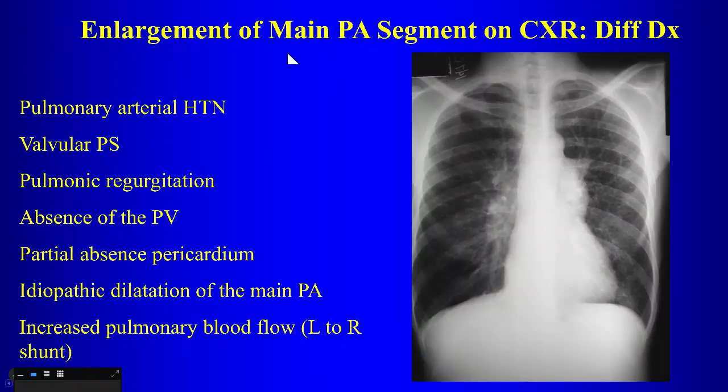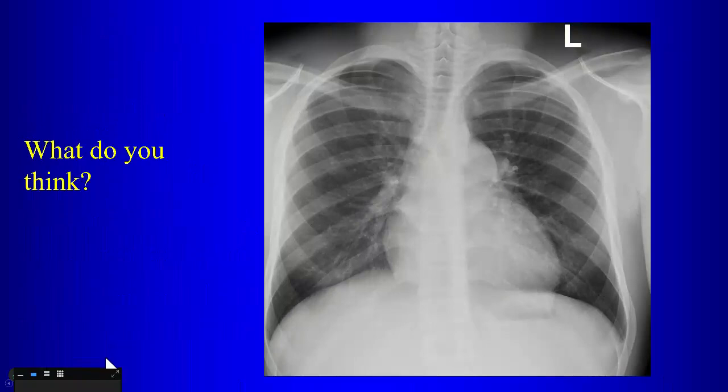The differential diagnosis for enlargement of the main pulmonary artery segment on chest radiograph. We've talked about pulmonary artery hypertension, but there are other things you might also want to consider. In this particular case, this patient has a dilated main pulmonary artery. Does this patient have pulmonary hypertension, or something else? Something else. What's the something else, and how do you know it's something else? The right pulmonary artery looks okay, right? The right pulmonary artery is not dilated. So when you see a normal right pulmonary artery with a dilated main pulmonary artery, what do we think?